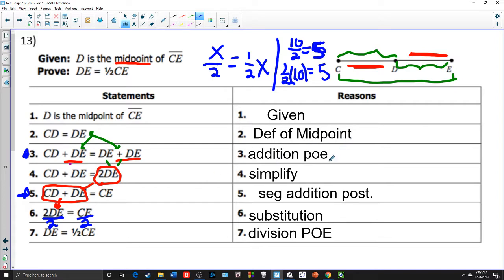So again, the main thing here is don't get tripped up on addition POE and segment addition postulate because they look very similar at first. But again, segment addition postulate is 2 things or more add to 1 thing, whereas addition property of equality is you add the same thing to both sides.